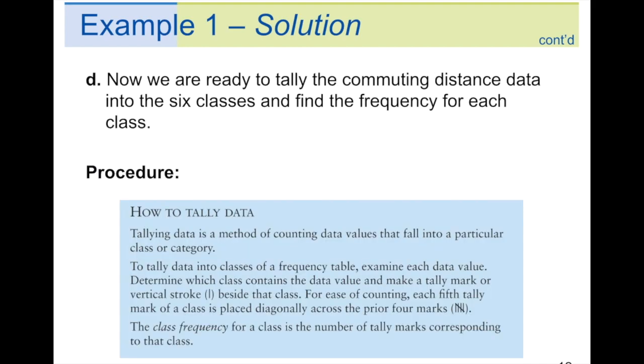Now we are ready to tally the commuting distance data into the six classes and find the frequency for each. So to tally, all you do is just see how many are in that range and give a tally mark for each. The total tally you get is the class frequency.